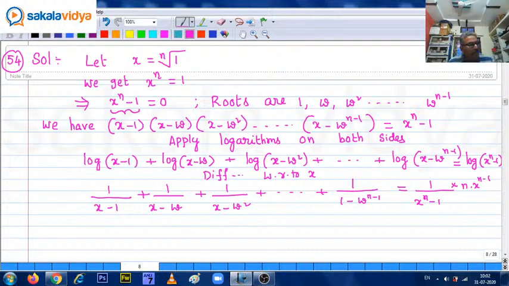Just check the question. The question is important. In the question we have 2 minus omega square; here 2 is x.